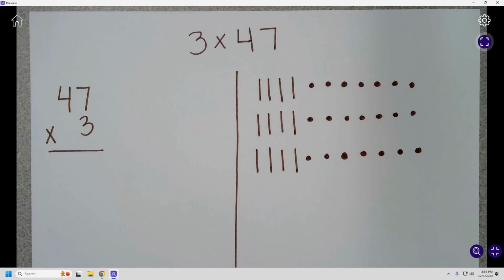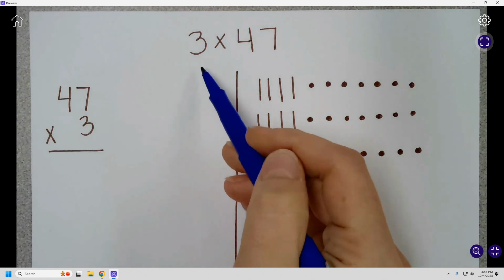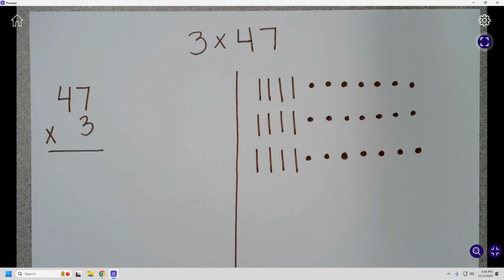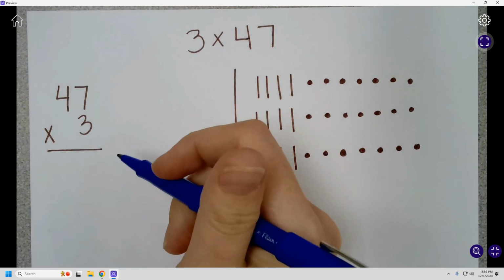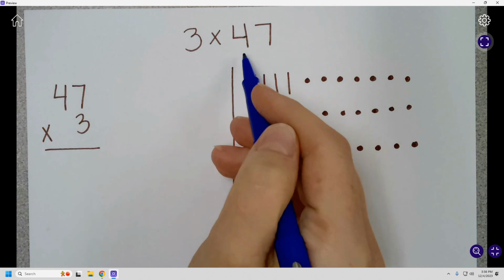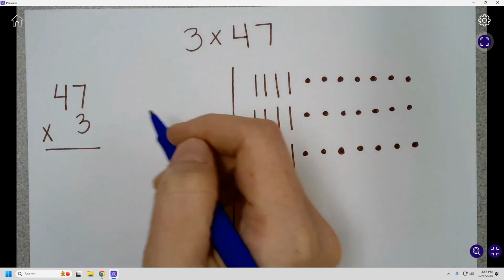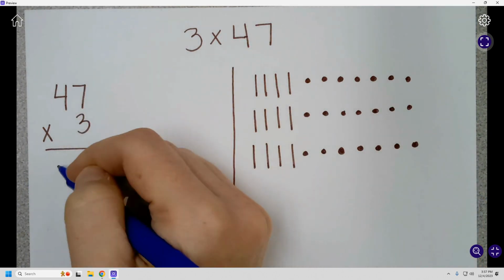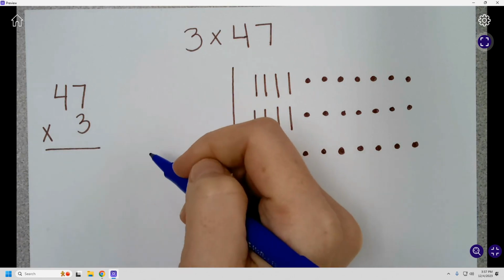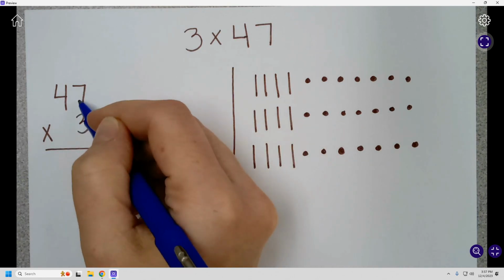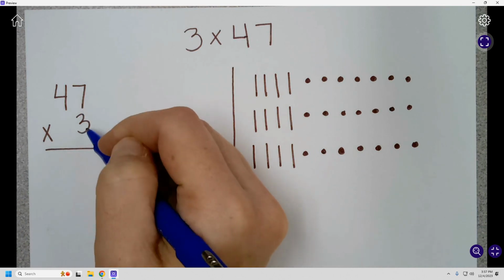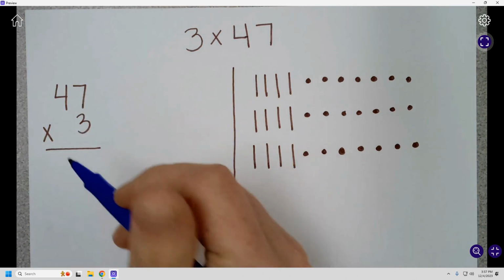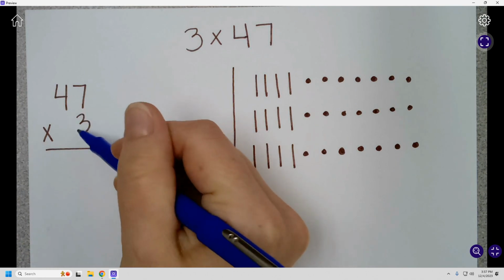So we're going to start right here at 3 times 47. And we talk in class about how that's the same thing as 47 times 3. We can use the commutative property and switch the order of the factors, and the product stays the same. So here I have 47 times 3 written up and down in the standard algorithm. We talk about the importance of writing the two-digit number on top, even though it doesn't technically matter, but it's going to be less confusing on their brain if they have the one digit down here.